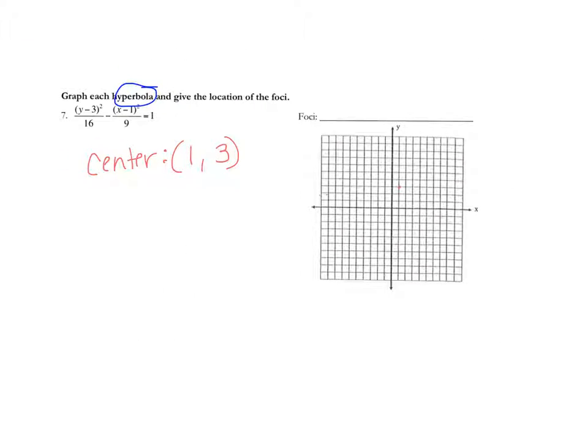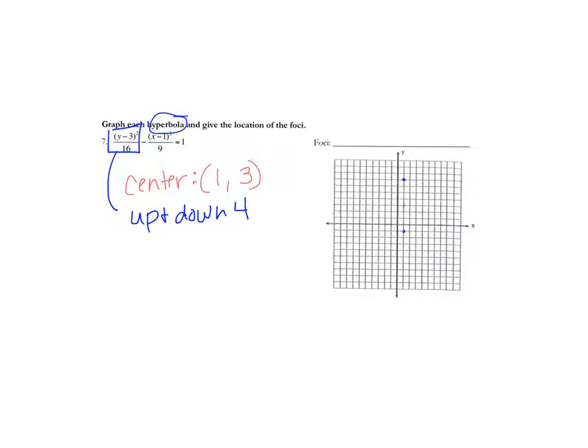And then we look at the fractions to tell us where to move next. Be careful, that one's y. So this is going to be up and down 4. 1, 2, 3, 4, and we're moving from the center. That's going to be a dot. 1, 2, 3, 4, that's going to be a dot. Then the second fraction tells me we're going to go left and right 3.